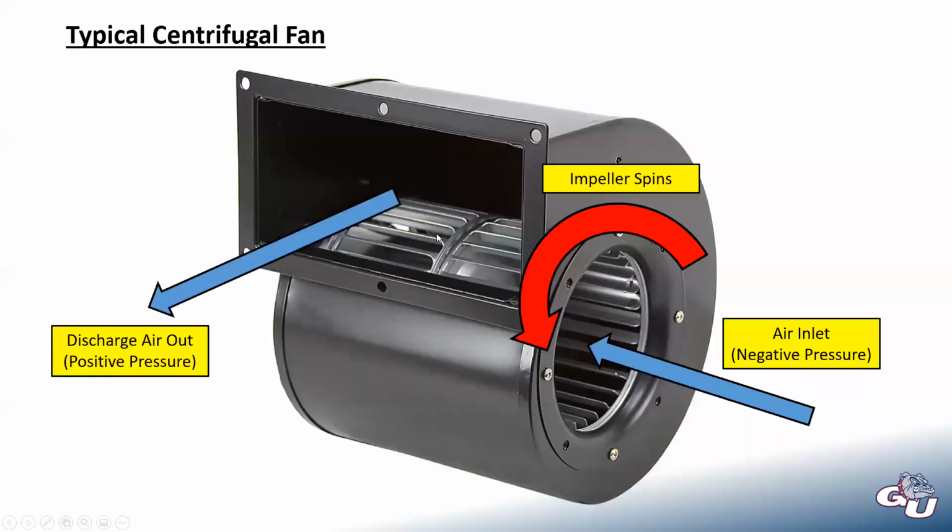And this is what that would look like in a real fan. So we have the fan casing that houses the impeller inside with the little blades or paddles, whatever you want to call them. And as that spins, that's going to induce air through the inlet and then discharge on the outlet.